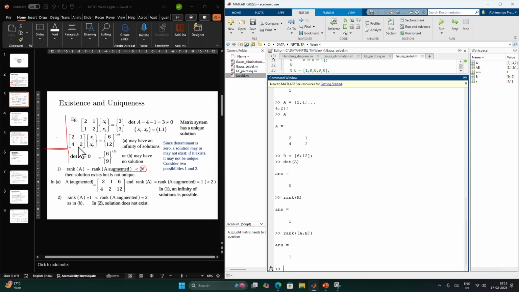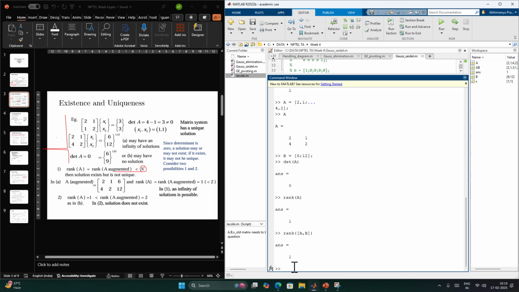Also, you can see that these two equations are basically the same. If I divide row 2, the entire augmented matrix, by 2, then I get basically the first row only, 2 1 6. So these two equations are the same equation. These are like two lines superimposing on one another. So we have infinitely many possible solutions.